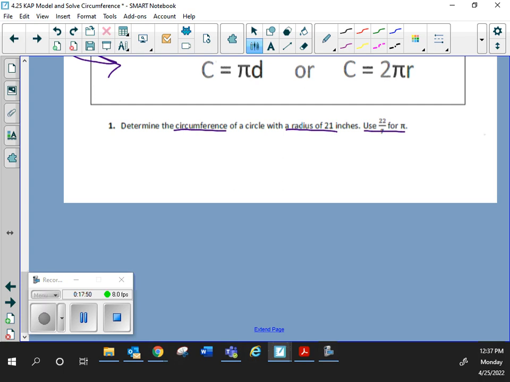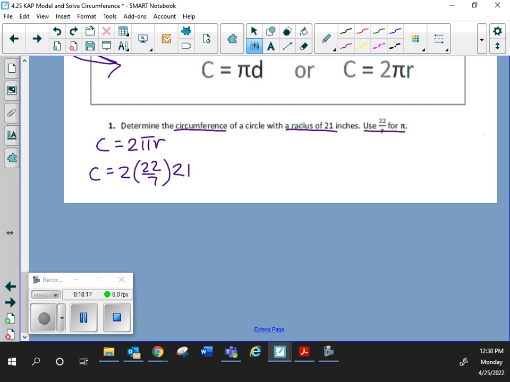So we're going to start with our formula. Which formula do we think we're going to use in this case? Pi d or 2 pi r? 2 pi r because we're given the radius. Okay, so start with that. Formula: C equals 2 pi r. Then I'm going to substitute in my values. C is equal to 2, and they said for pi, we're going to use 22/7, times the radius, which is 21.